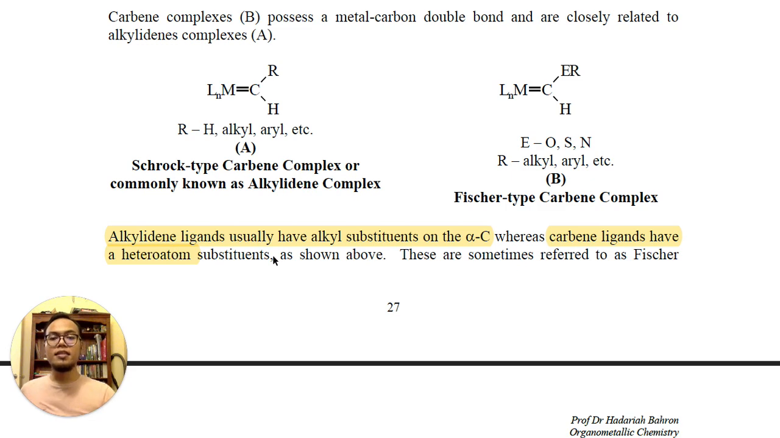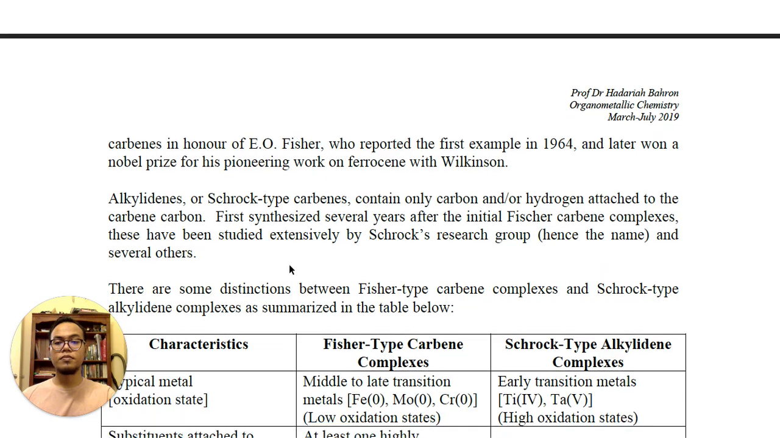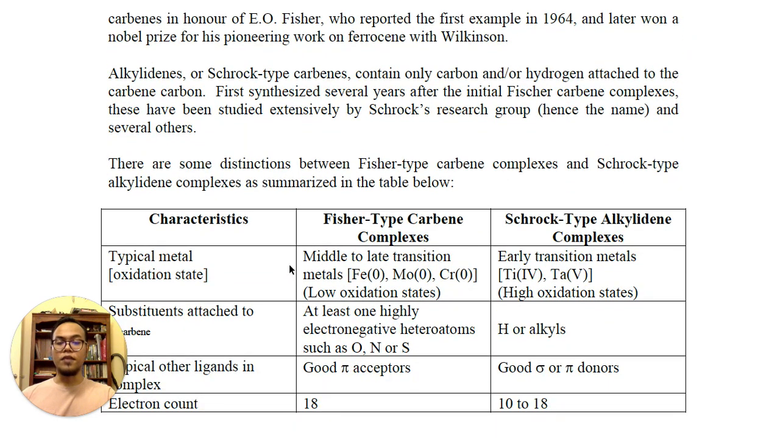So alkylidyne ligands usually have alkyl substituents, as I said, and Fischer type carbenes have heteroatom substituents. Okay, so we have Schrock type alkylidyne, we have Fischer type carbene with heteroatom. Okay, now look at this. Alkylidynes or Schrock type carbenes contain only carbon and hydrogen attached to the carbene bond.